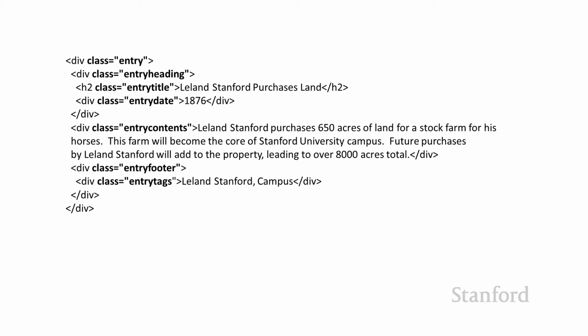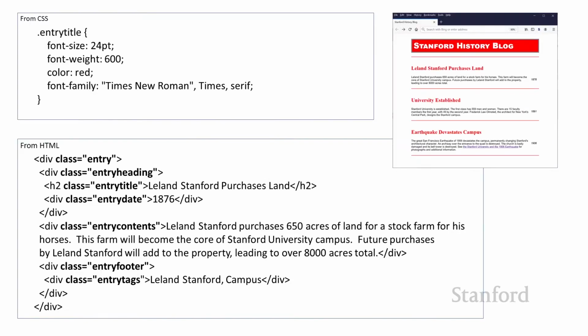So let's start off with the entry title. And so you can see this is the Leland Stanford purchases land, or the university established, or the earthquake devastates campus. These are my H2s.